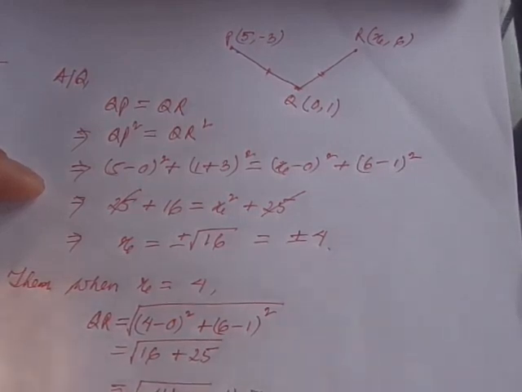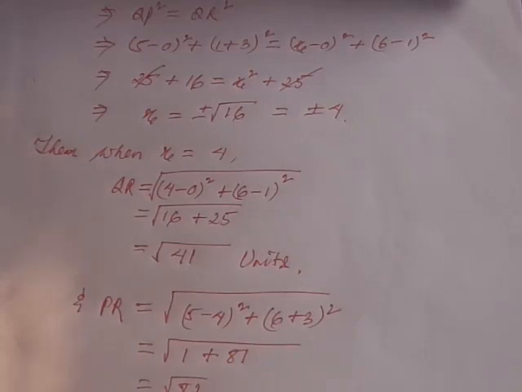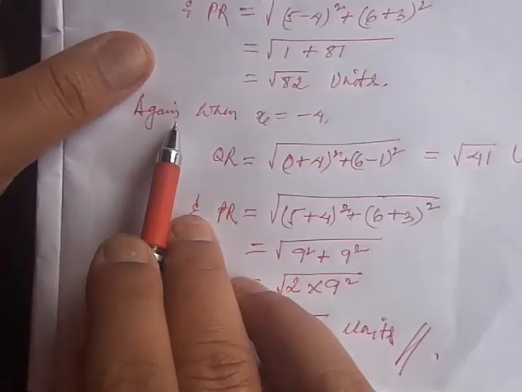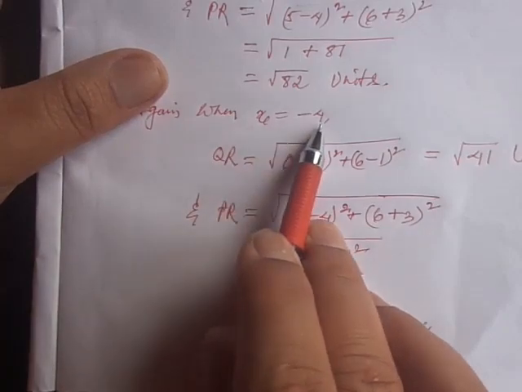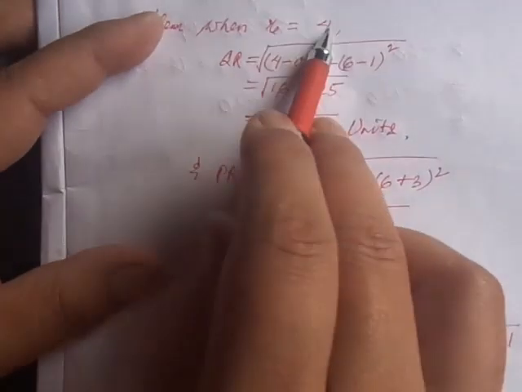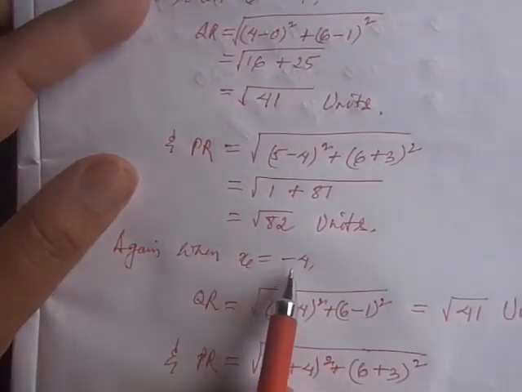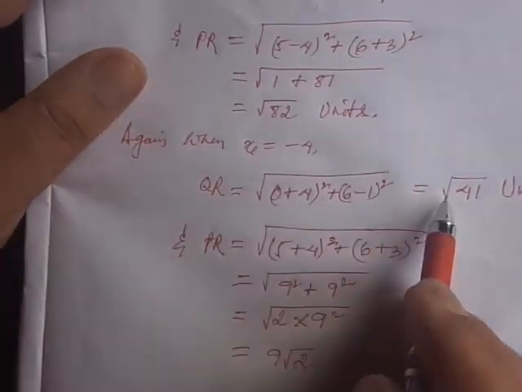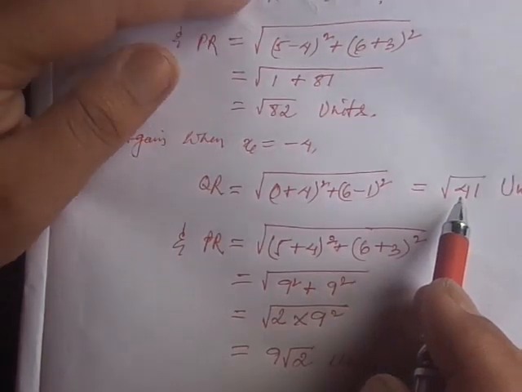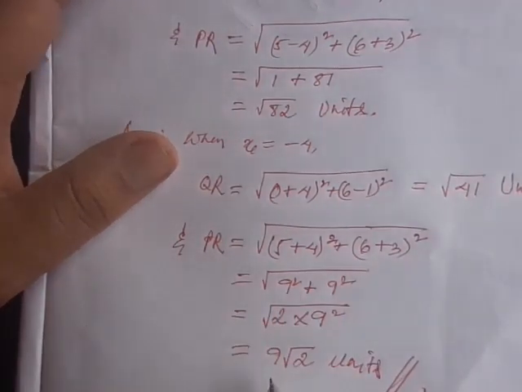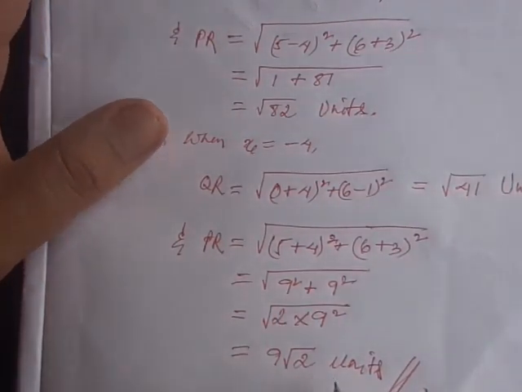Then the other one is PR. So PR equals, okay, this is what we get, in units. Again, when x is minus 4, first we found when x is 4, we get QR and PR like this. Now when x is minus 4, we get QR equal to root 41, which is the same as the previous one, and PR equal to 9 root 2 units.